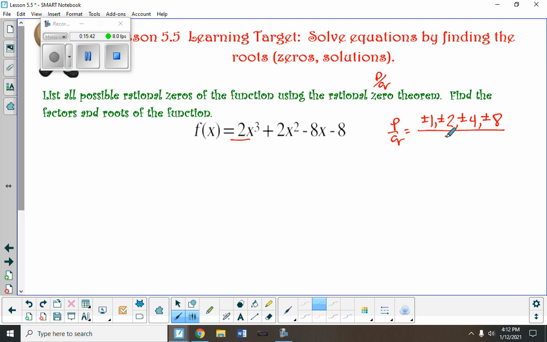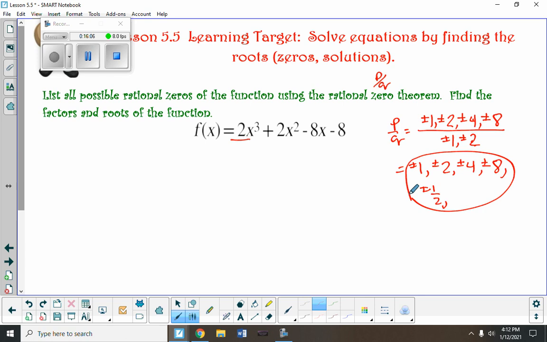And the Q, those are the factors of 1. So plus or minus 1, plus or minus 2, plus or minus 4, plus or minus 8. And then we're going to have 1/2. 2 over 2 is 1. 4 over 2 is 2, and 8 over 2 is 4. So these are your possible roots.